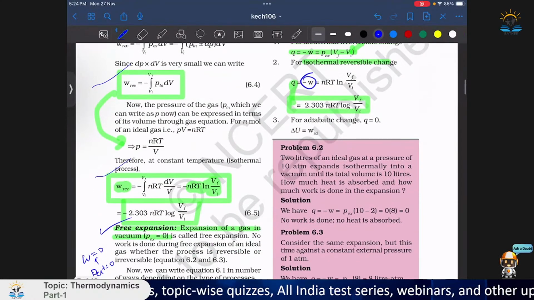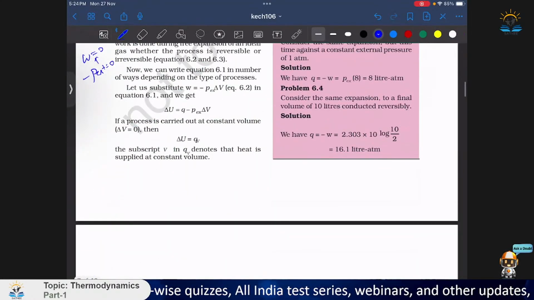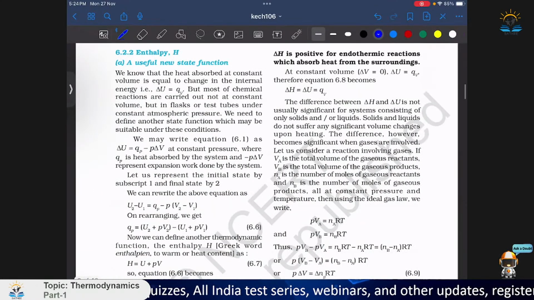Okay. Let's move to enthalpy. After enthalpy, what do we have? We have extensive and intensive properties.